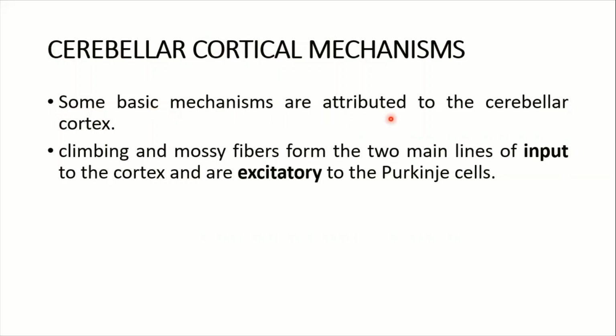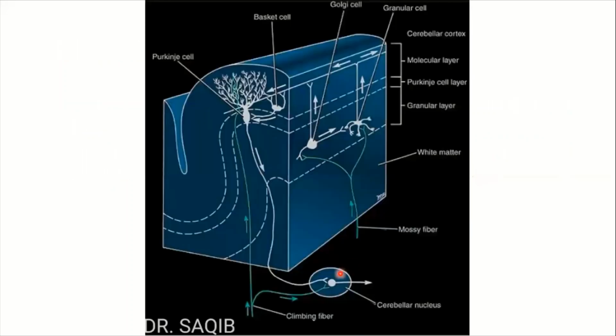Some basic mechanisms are attributed to the cerebellar cortex. Climbing and mossy fibers form the two main lines of input to the cortex and are excitatory to the Purkinje cells. Here you see the three layers of the cerebellar cortex: the molecular layer, the Purkinje cell layer, and the granular layer. This is the white matter. These climbing and mossy fibers are excitatory to the Purkinje cells, which, as I will tell you later, are the main functional unit.